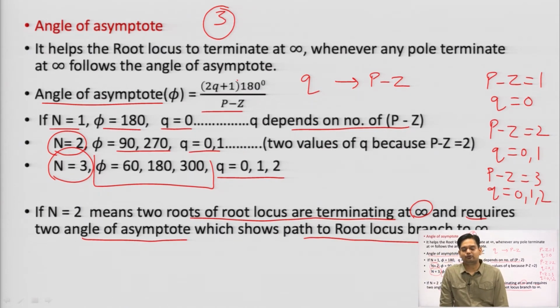If n is equal to 1, it means only one branch of the root locus will terminate at infinity, and the angle of asymptote required would be 1, and it will tell the direction in which it should approach infinity. So, this is the meaning or importance of the angle of asymptote.